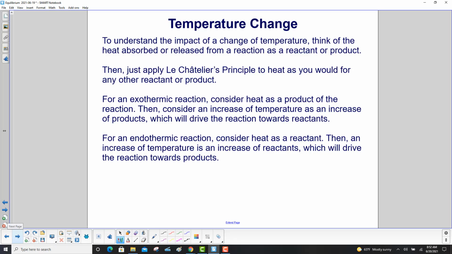What if we change the temperature? Think of the heat absorbed or released from a reaction as a reactant or product. Then just apply Le Chatelier's principle to heat as you would for any other reactant or product. For an exothermic reaction, consider heat as a product of the reaction. Then consider an increase of temperature as an increase of products, which will drive the reaction towards reactants. How about an endothermic reaction? Well, this time consider heat as the reactant. Then an increase of temperature is an increase of reactants, which will drive the reaction towards products.